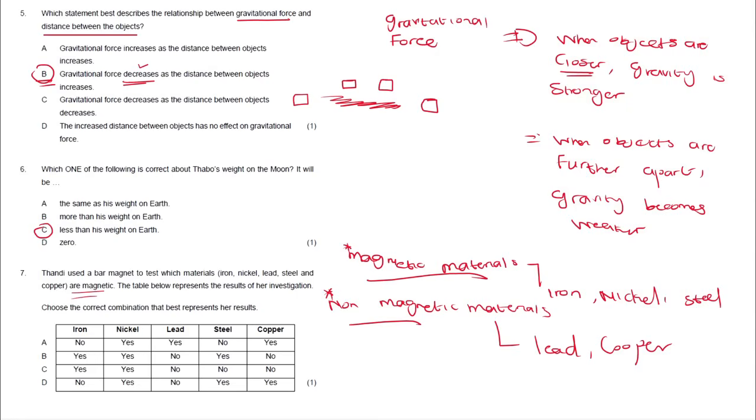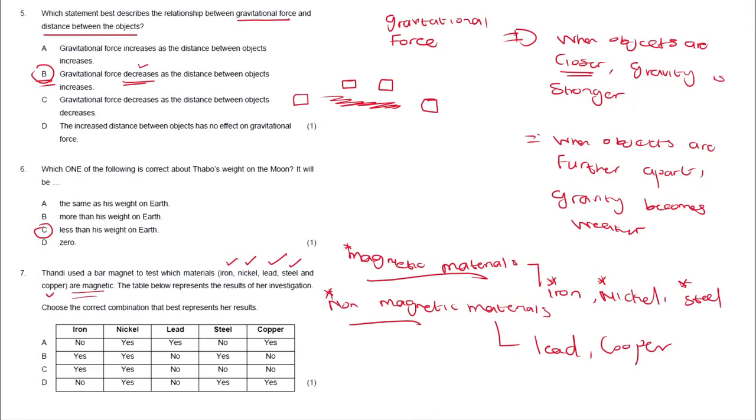So the question says to choose the best combination that best represents her results. So we can see that her results include iron, nickel, lead, steel, and copper. And the question was saying that Tandy used a bar magnet to test which materials are magnetic. So she was basically testing materials that are magnetic, right? And we know here that our magnetic materials are iron, nickel, and steel, right?